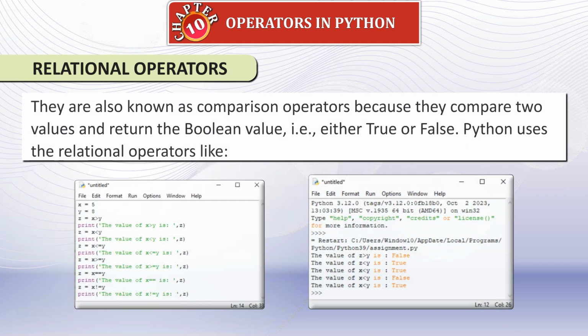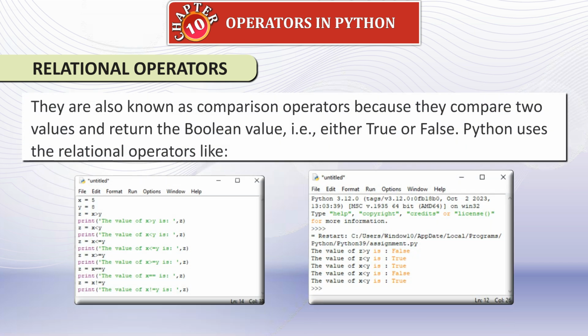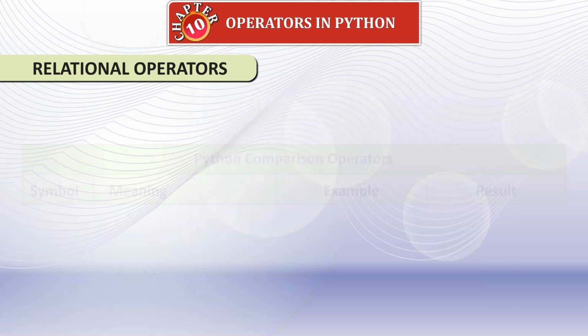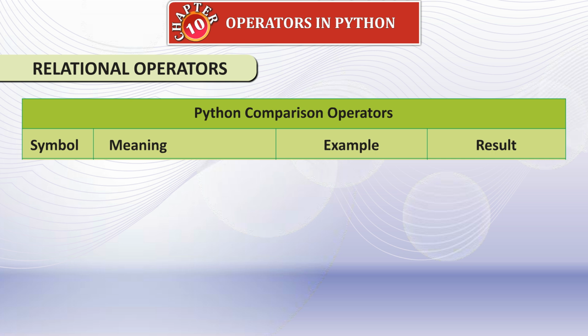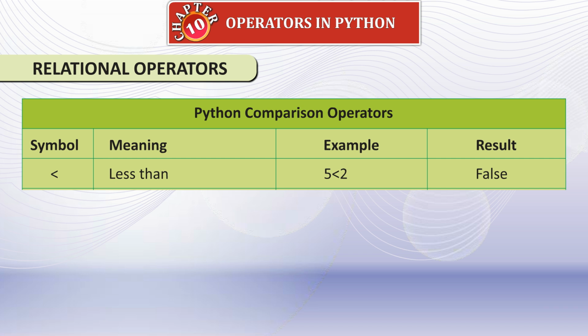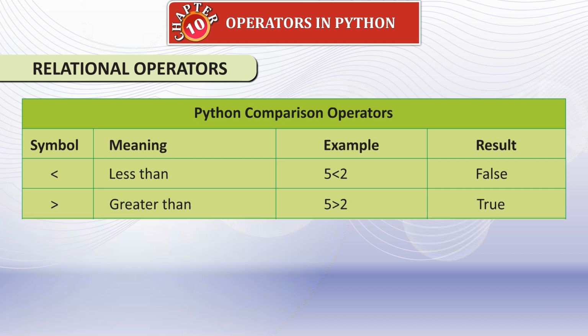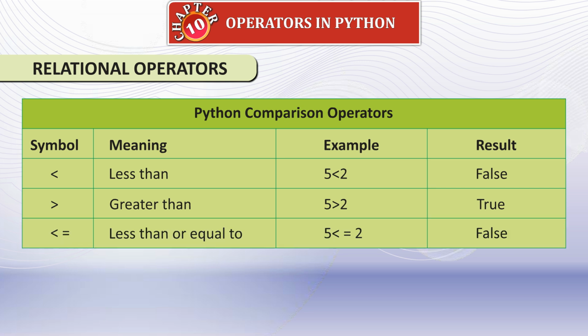Relational operators. They are also known as comparison operators because they compare two values and return a Boolean value, that is, either True or False. Python uses relational operators like Python comparison operators. Symbol, meaning, example, result. Less than: 5 < 2 is False. Greater than: 5 > 2 is True.